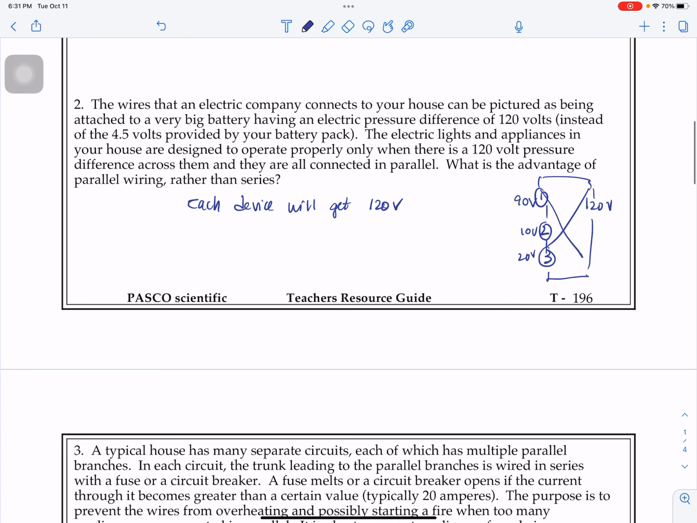And then the other advantage is you can turn on and off independently. If we have a series circuit, if I turn off one device, then everything is cut off because there's only one pathway through.